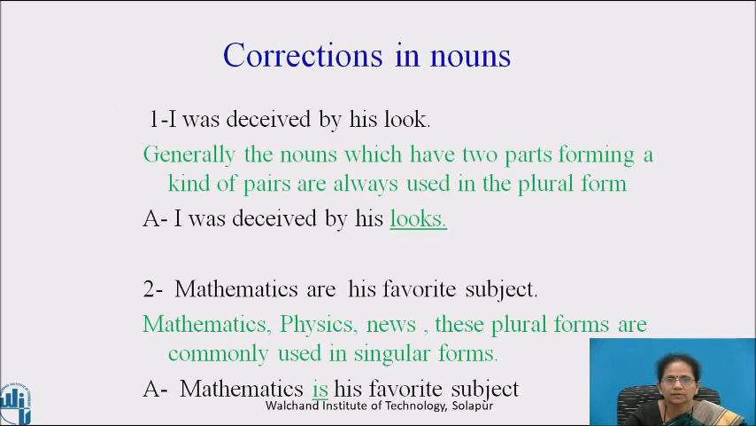Now let us see some corrections in nouns. See the first example. I was deceived by his look. Generally, nouns which have two parts forming a kind of pair are always used in the plural form. That's why the correct answer is: I was deceived by his looks. See this another example. Mathematics are his favorite subject. Mathematics, physics, news, these plural-form nouns are commonly used as singular. That's why: mathematics is his favorite subject. This is the correct answer.